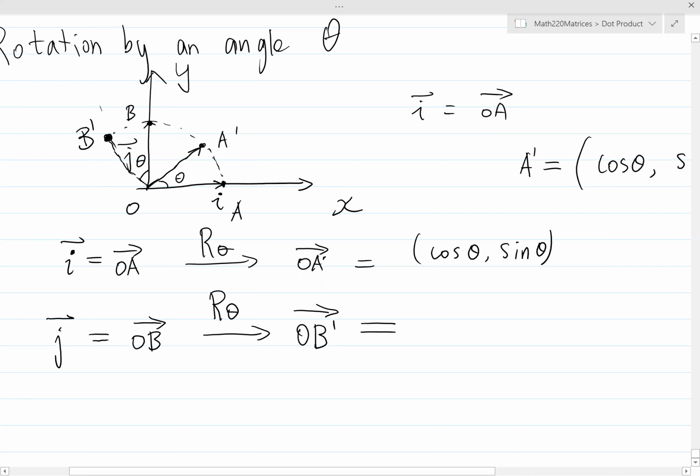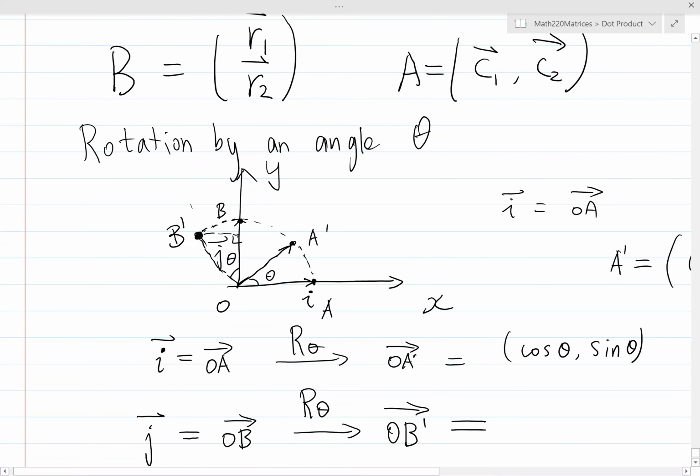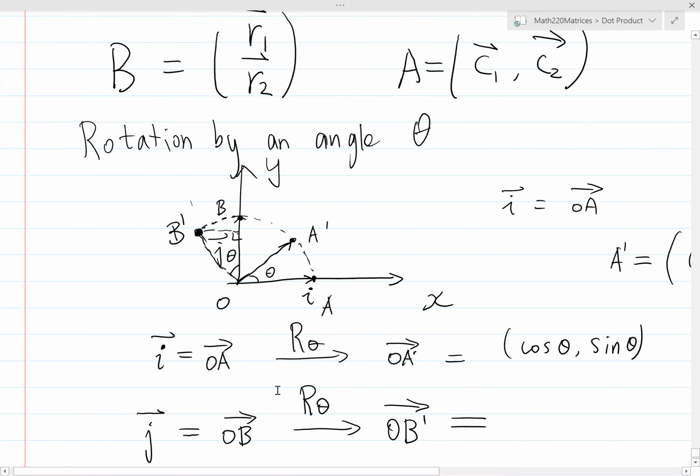Then we can find the coordinates of B prime. What are the coordinates of B prime? The x coordinate is negative, so it's in the negative direction, negative sine theta. Okay. Solve this right triangle, and you will find the coordinates of B prime. Let me make it bigger.